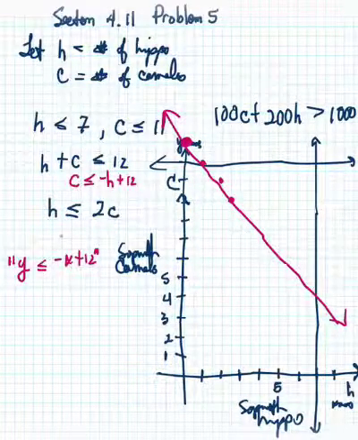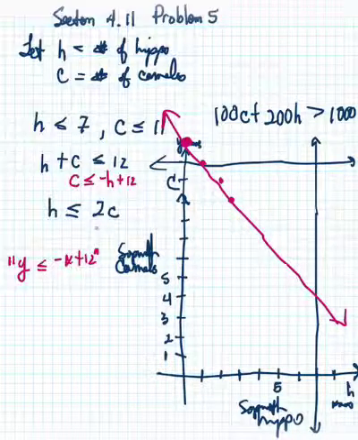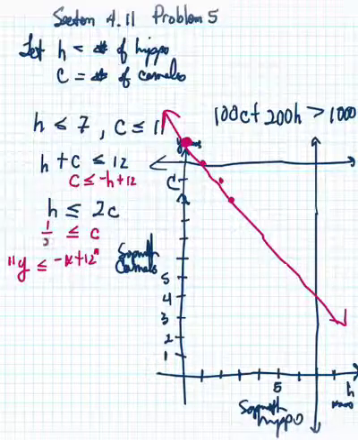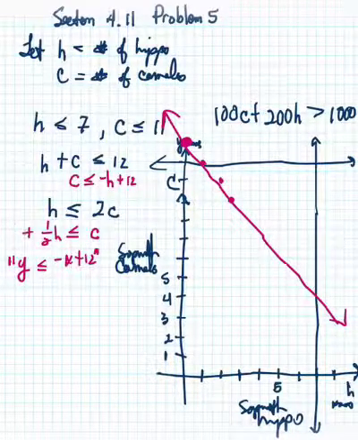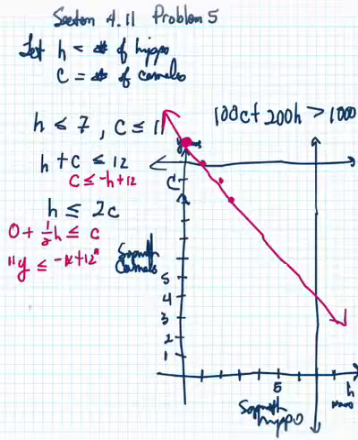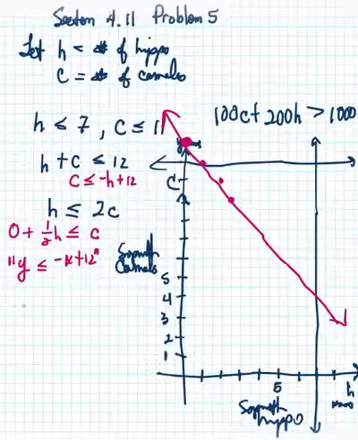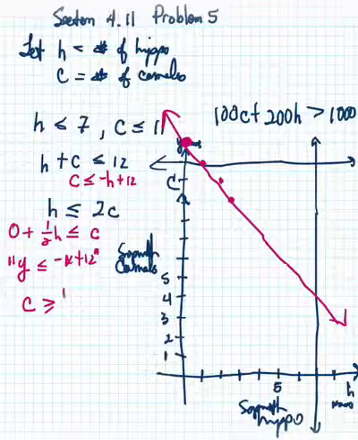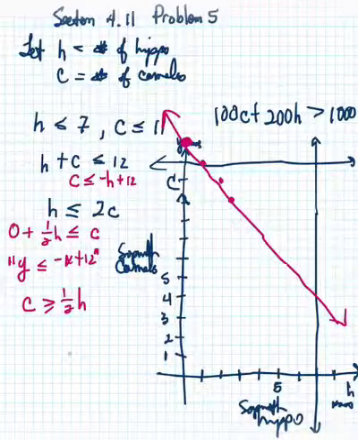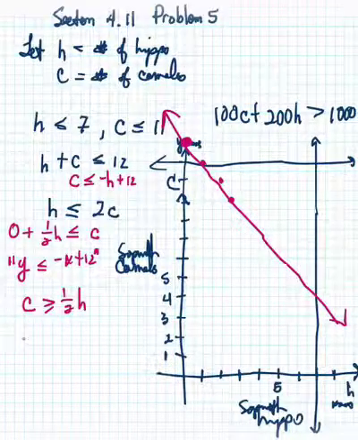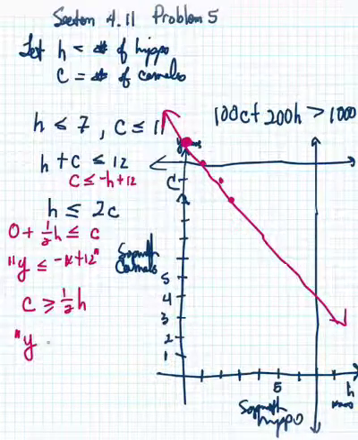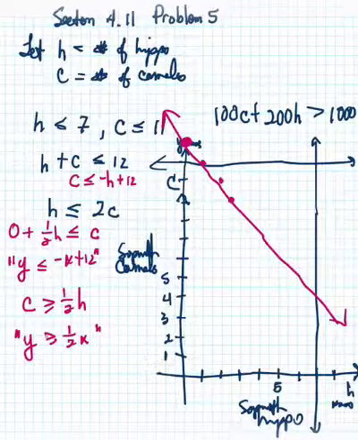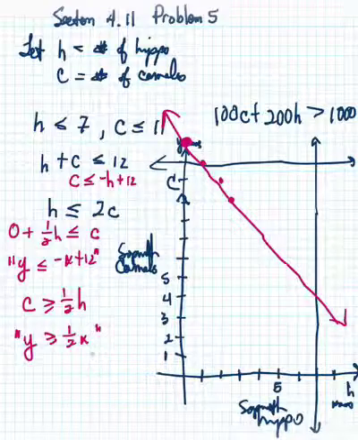All right, now let's do this last one right over here. H is less than or equal to twice C. So solving for C, C is going to be greater than or equal to 1/2 H. I could really put a plus 0 right there. Or in other words, C is greater than or equal to 1/2 H, just switching it around, the form I like to look at a little bit better. And in other words, Y is greater than or equal to 1/2 X, because C is on the y-axis and H is on the x.